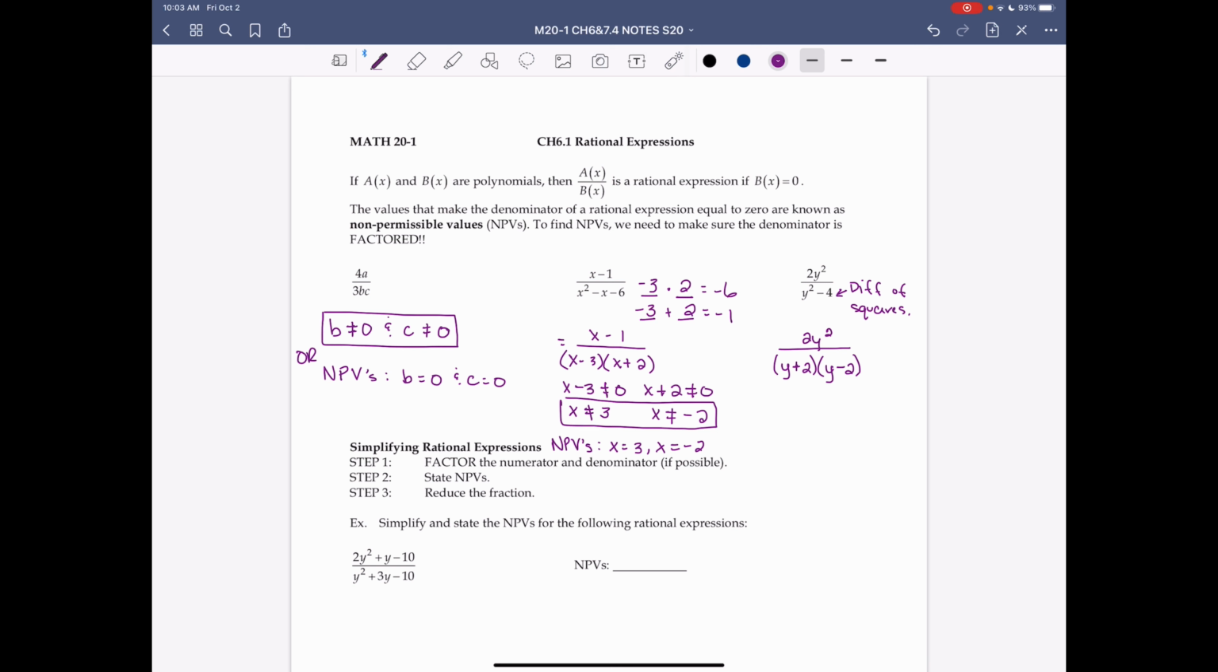Then we can't have either of these factors equal to 0. y plus 2 can't equal 0, so y can't equal negative 2, and y minus 2 can't equal 0, so y can't equal 2. And again, you could also write this as your NPVs are the values y equals, and we could write plus and minus 2 so that we're just writing it once, or you can write it as plus 2, minus 2.